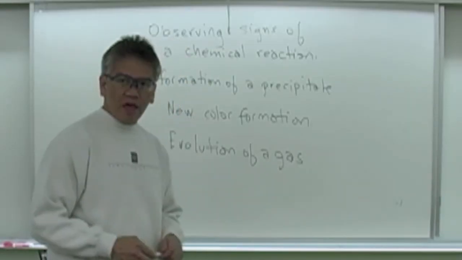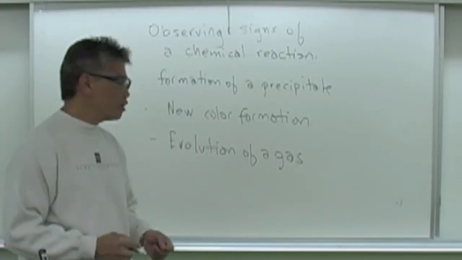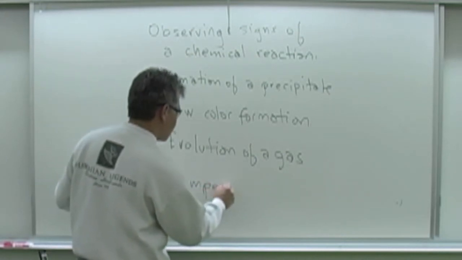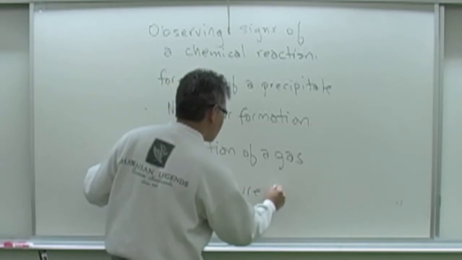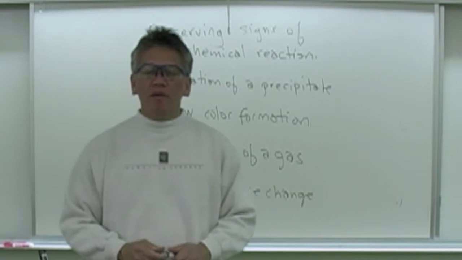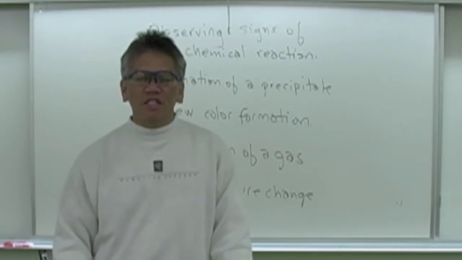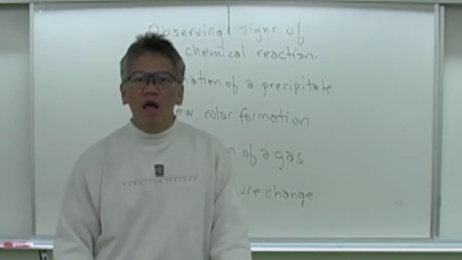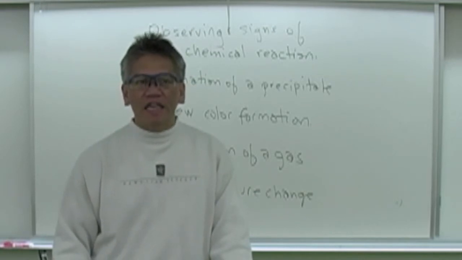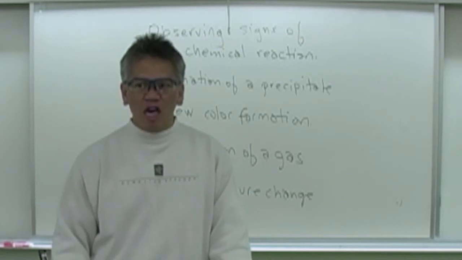The fourth evidence that a chemical reaction has occurred is a temperature change. A temperature change is probably the most difficult sign that a chemical reaction has occurred, because a temperature change could be very subtle, and so you might need sophisticated instruments to detect it. An electronic thermometer, for example, or a thermocouple will detect a hundredth of a degree change.